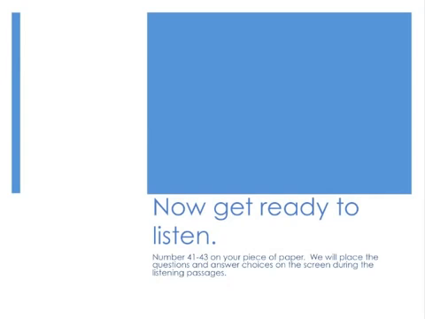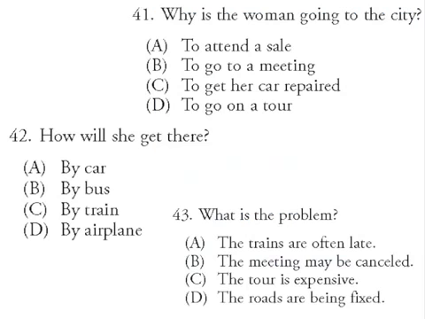So now let's get ready to listen. Find a piece of paper and just number 41, 42, and 43. This will give you a chance to feel what it's like during the test. So what I will do is place the questions and answer choices on the screen again during this listening time. So as you listen, take a look at the questions. I'll give you a moment to briefly look at them.